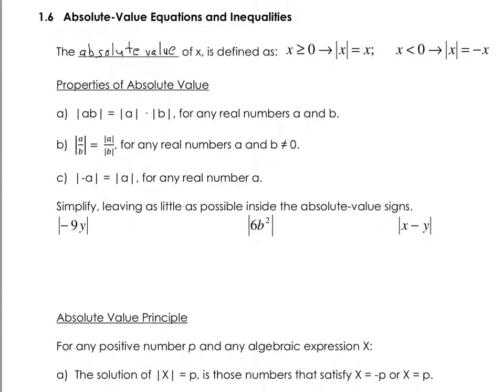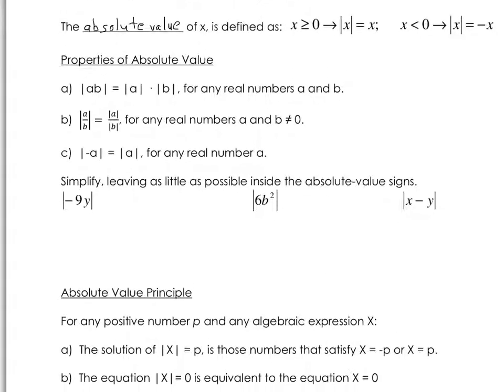Section 1.6, Absolute Value Equations and Inequalities. The absolute value of x is defined as: if x is greater than or equal to 0, then the absolute value of x equals x. So the absolute value of 2 is 2. If x is less than 0, then the absolute value of x is the opposite of x. So the absolute value of -3 is 3.